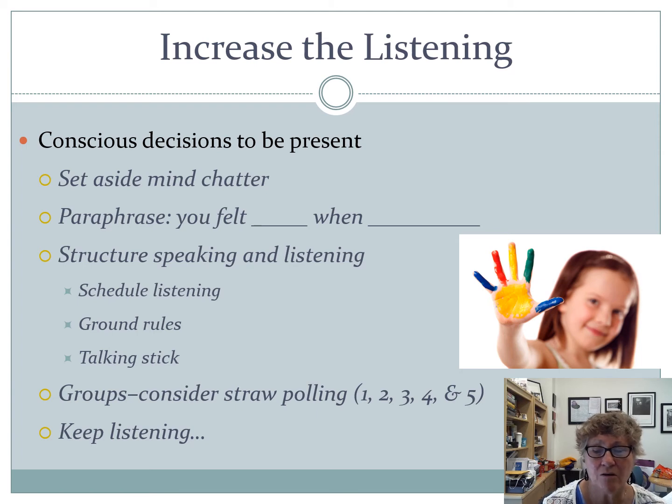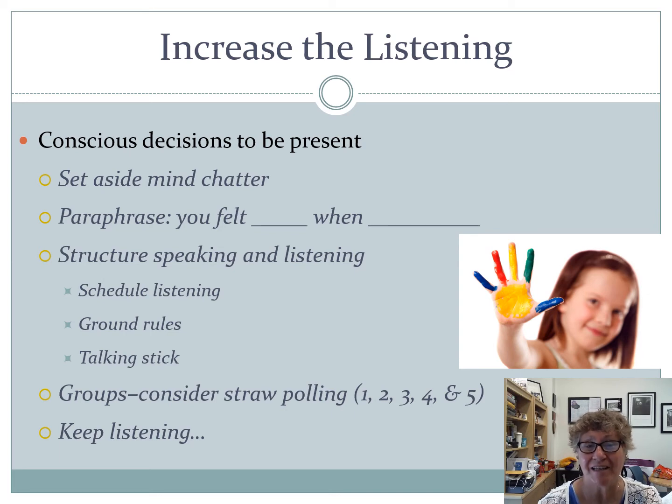It is also a decision to be consciously present. So we have to set aside our mind chatter. We need to develop skills to be able to paraphrase what people are telling us. It seems like you felt angry when such and such happened. We need to think about and structure speaking and listening, back to ground rules, setting norms. Sometimes groups use a talking stick. I don't know that people would do that in a health setting, but we need to learn to make sure that we're hearing everyone at the table.